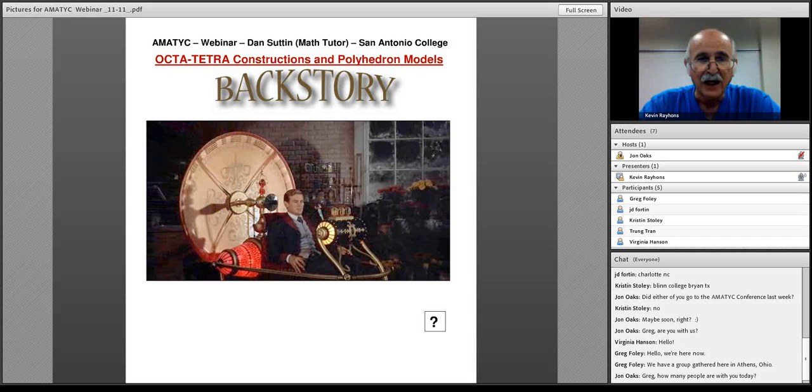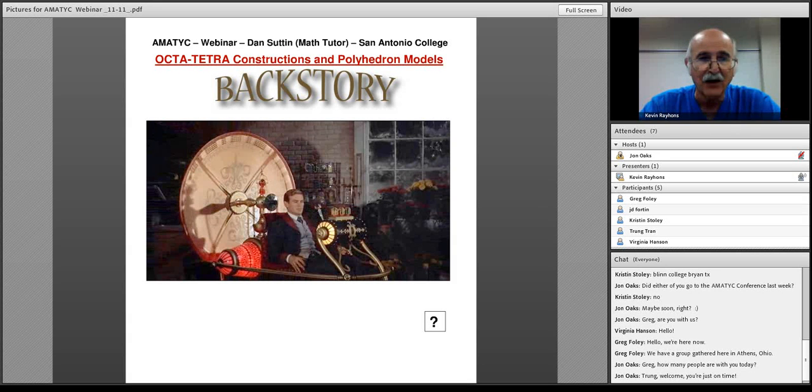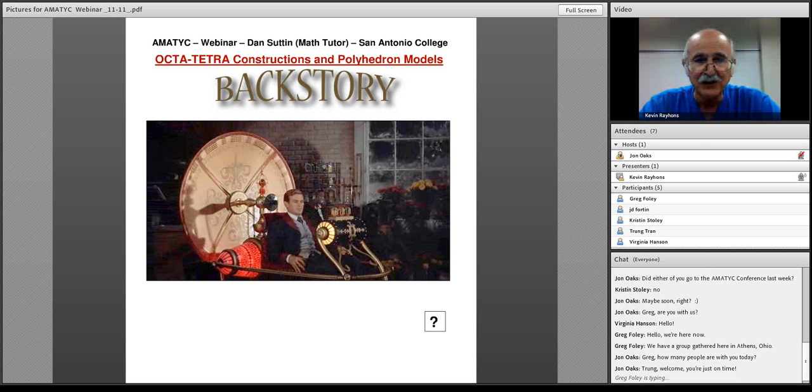So, though I'm a math tutor, my real passion has to do with polyhedron models and OCTATETRA constructions, as they call them. And I'm going to take you along on an adventure with me today. So, my first question, you see the little question mark on the screen there, is who can identify what that is a picture of? If you know, just type it in. Let's see if anybody knows.